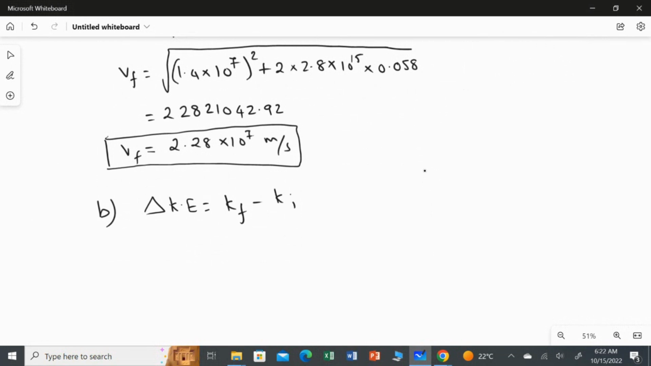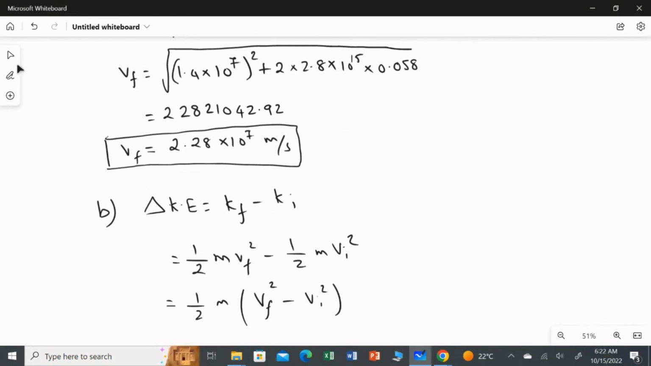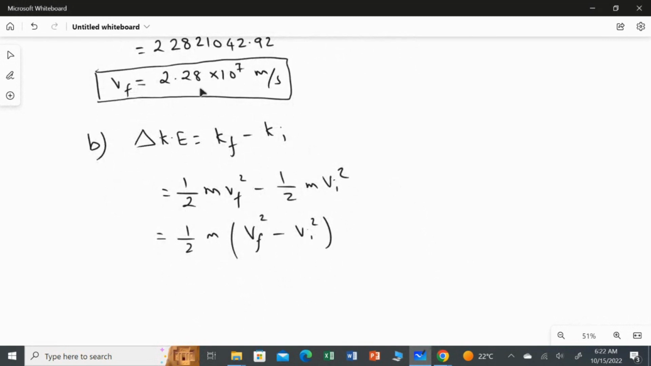As we already studied the formula for the kinetic energy, which is half mv square. So I have to write half m v final square minus half m v initial square. I can take half m outside as a common term. So inside the bracket I can write v final square minus v initial square. So clear? Now I'm going to substitute the value here, as we already found the value of the final speed here as 2.2 multiplied by 10 to the power of 7, and the initial speed, in the question they gave as, I think, 1.4 multiplied by 10 to the power of 7.